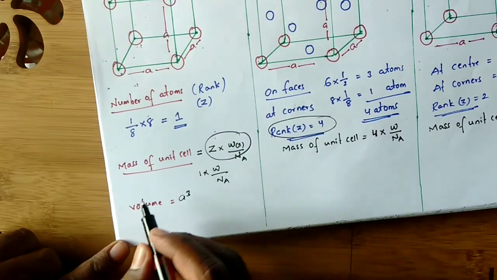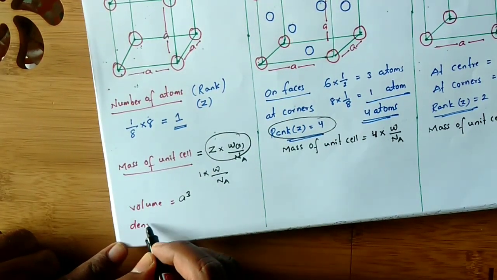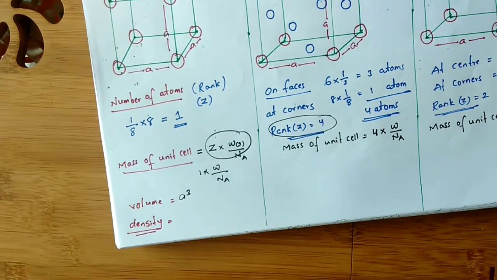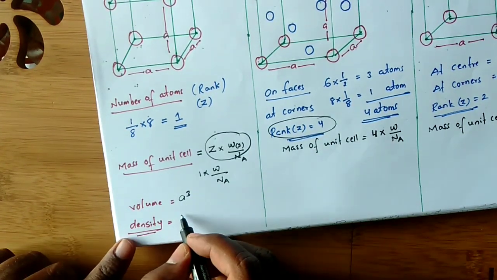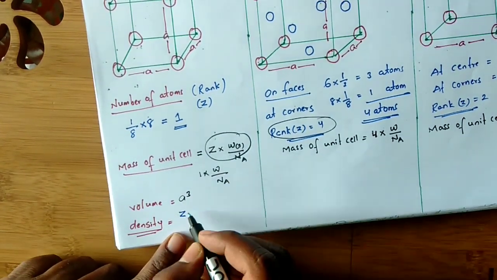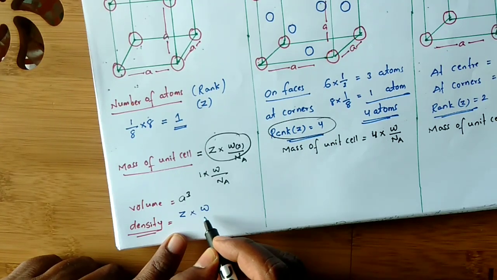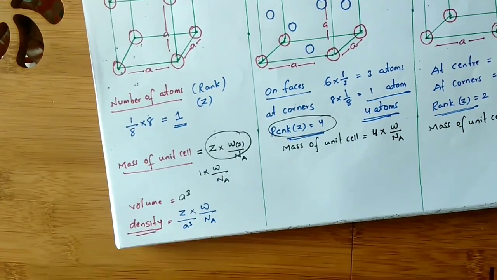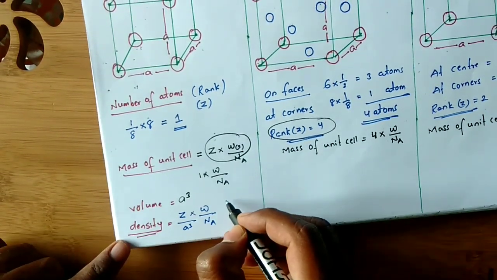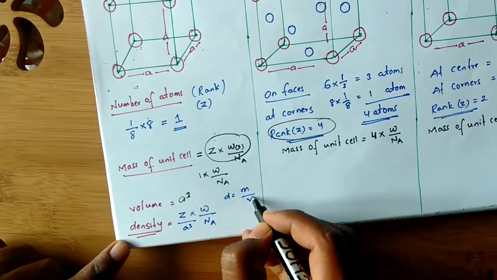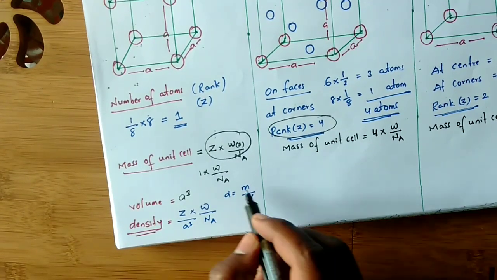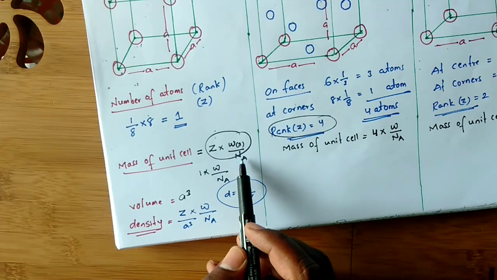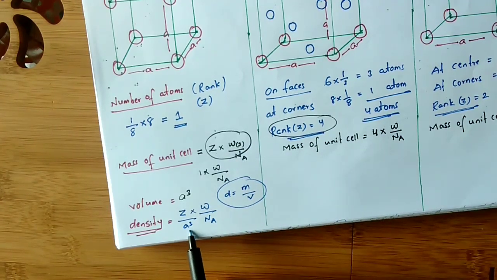Density of simple cubic, for not only simple cubic, for all, density equal to mass of unit cell Z into W by Avogadro number by A cube by volume, no? Density equal to what? Density equal to mass by volume. Density equal to mass by volume generally. So what is the mass? Z into W by Avogadro number by volume, A cube.